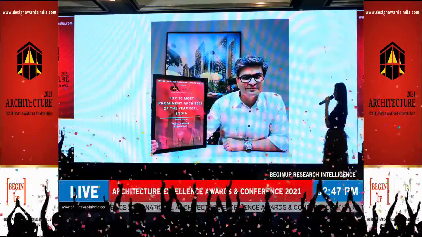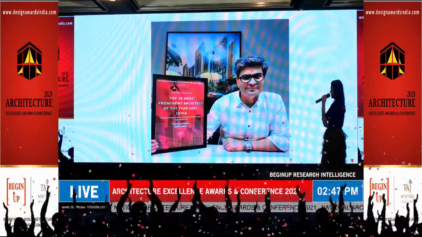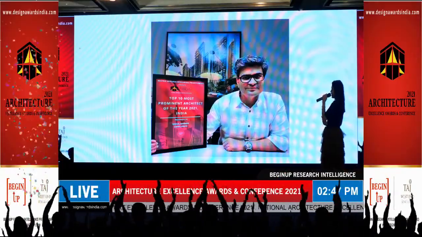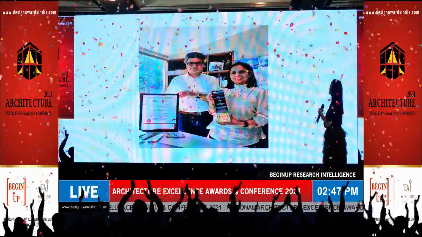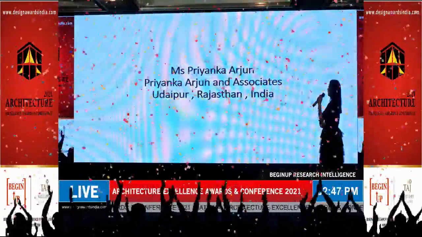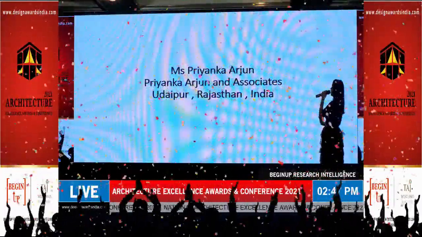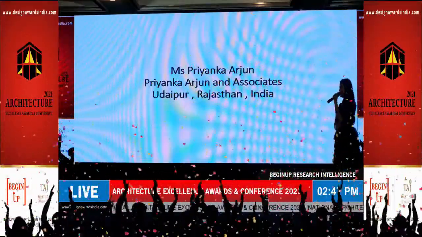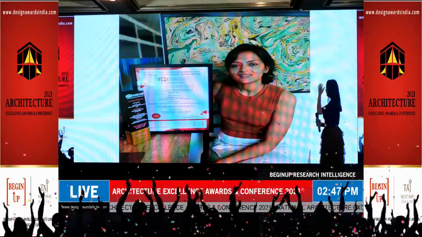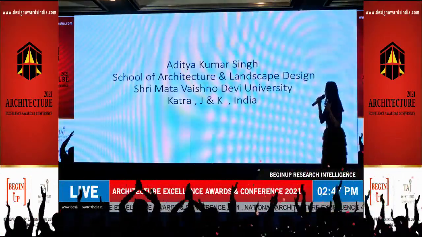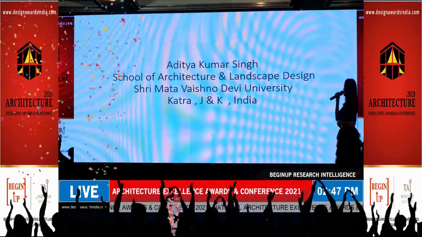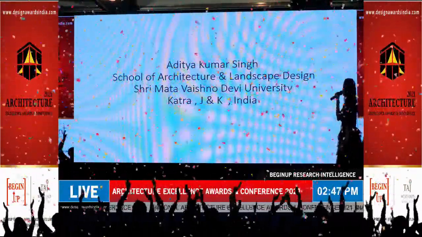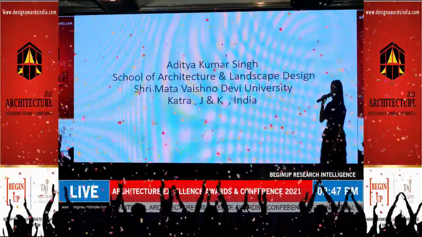Congratulations to the team for their special category award. Top 10 Most Prominent Architect of the Year 2021, Vishal Sharma, Confluence. Architect Priyanka Arjun and Associates, Udaipur, Rajasthan, India. Congratulations to you, ma'am. Architect Aditya Kumar Singh, School of Architecture and Landscape Design, Sri Mata Vaishno Devi University, Katra, Jammu and Kashmir. Congratulations.